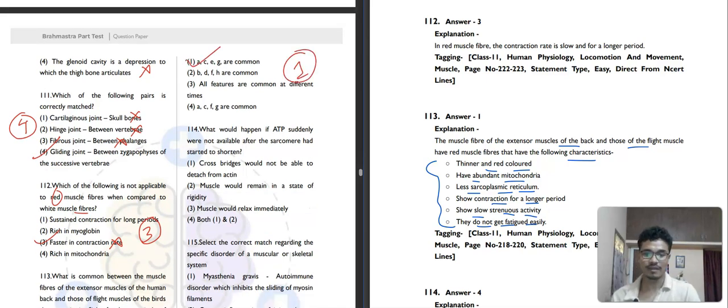Then question number 114. What would happen if ATP suddenly were not available after sarcomere had started to shorten? Then what will happen? Cross bridges would not be able to detach from actin, correct? Muscle would remain in a state of rigidity, correct? That happens after death, I think you can say. Post-mortem, when you do. So muscle would relax immediately, no. So the fourth option will be our correct answer for this question.